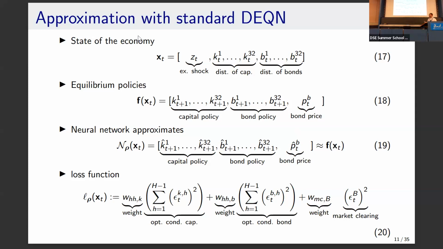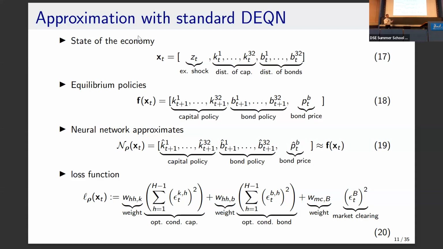What are the equilibrium policies you look for? It's the asset choice for capital, the asset choice for the bond, and the price for the bond. How would we approximate those policy functions? By a neural network which predicts capital, bond, and price for each age group, and the price, of course, is for all age groups. Then what would the loss function be? It would be the Euler equation errors on capital for each age group, the Euler equation errors for bond on each age group, and a market clearing condition. So that would be how we did it literally in the previous paper.